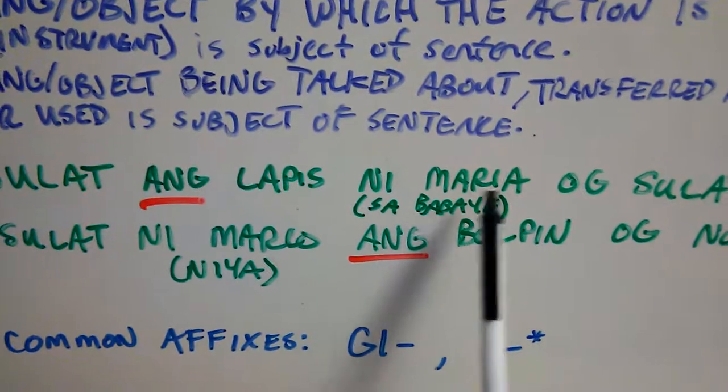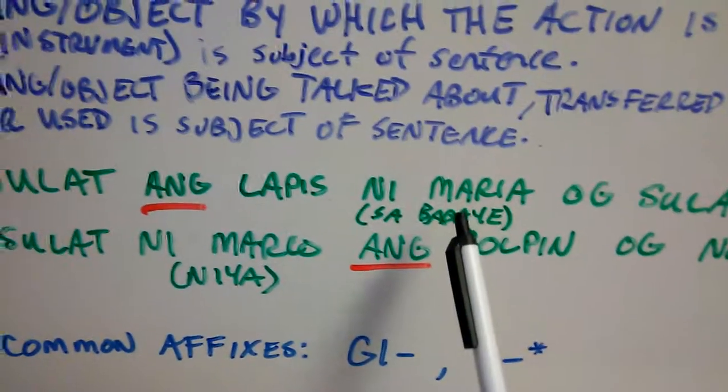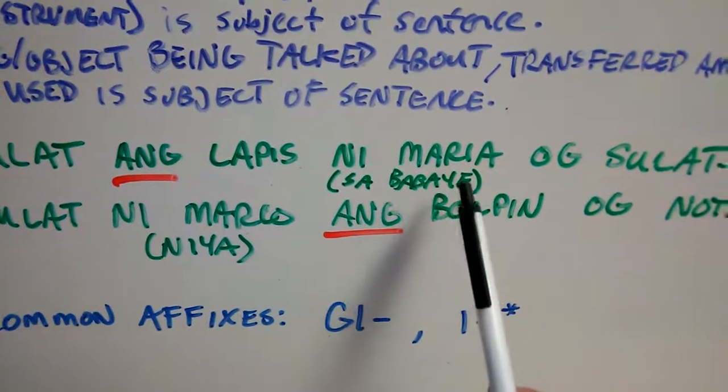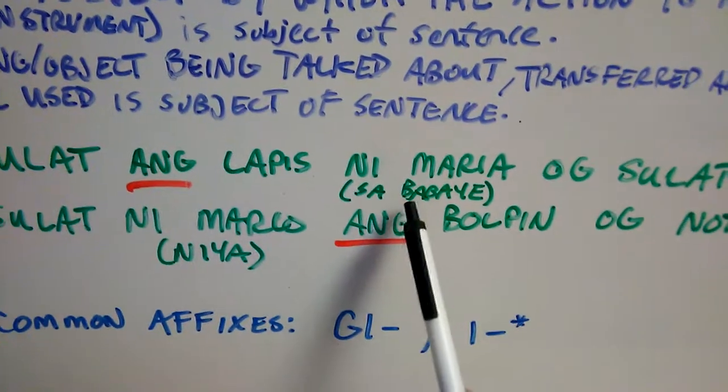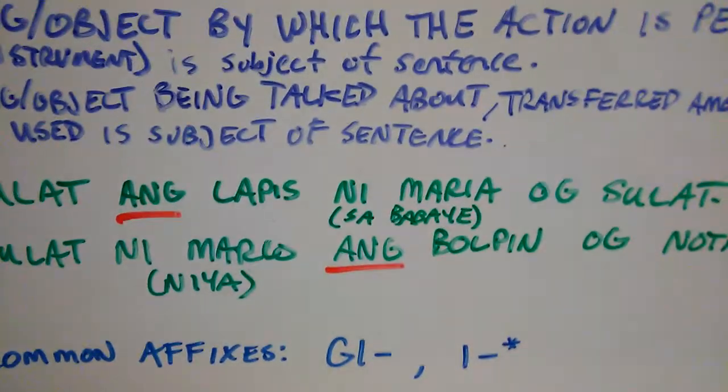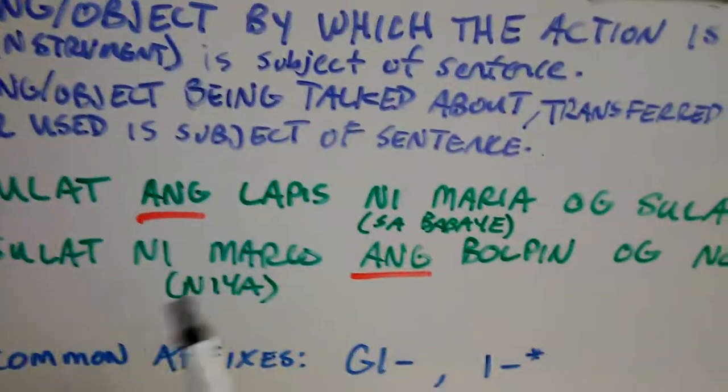And if I don't want to be technical with Maria, and if I don't want her to be a proper noun, I can switch it to just a general noun. But if I use it as a general noun, I have to change the marker into sa. So from sa babaye to ni Maria, right? And sa is also that non-focus marker.